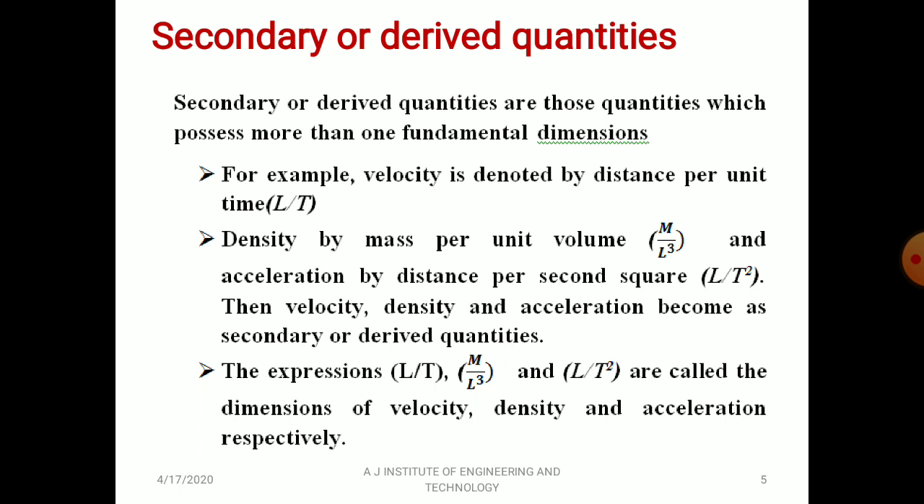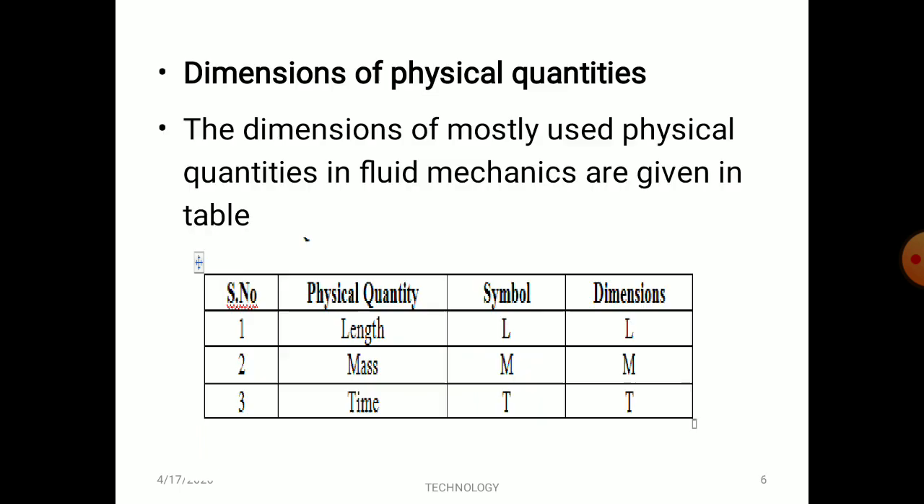So because they are derived from fundamental quantities, those are like M, L and T. So dimensions of physical quantities. The dimensions of mostly used physical quantities in fluid mechanics are given in the table. So let's discuss one by one.